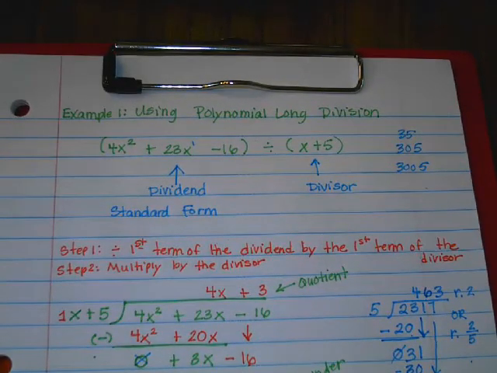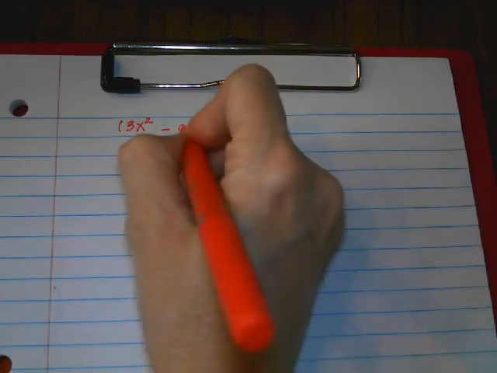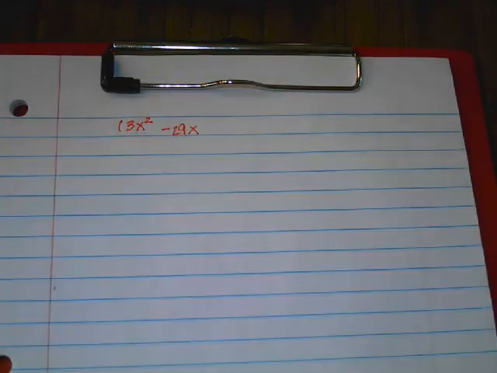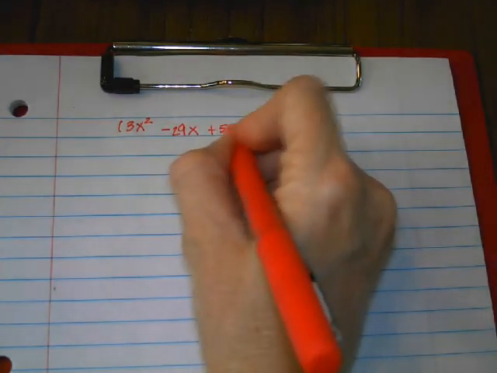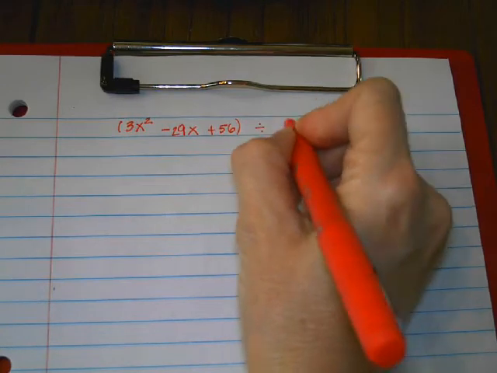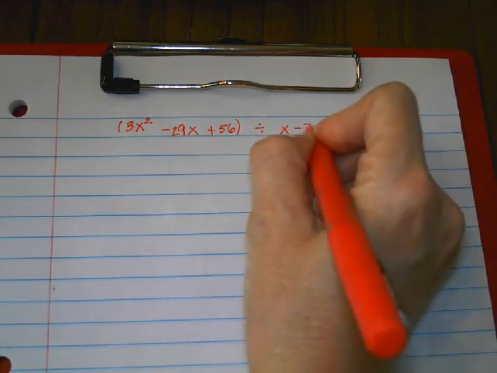Alright, and I'm going to go ahead and clear out this paper. And we're going to do another one together because I feel like the more you do, the better you will be at these. Alright, so I want to have you try some too. So we're going to start out with 3x squared minus 29x, and then plus 56. And we're going to divide this by x minus 7.